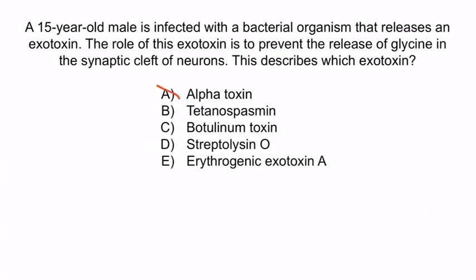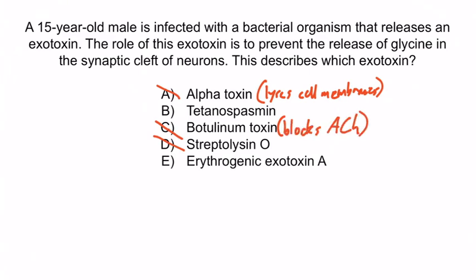Choice A is wrong because alpha toxin is produced by Clostridium perfringens, and this lyses cell membranes. And this causes things like necrotizing fasciitis or myonecrosis, which is listed in your table. And this mechanism is similar to streptolysin O, choice D. And choice C is incorrect because botulinum toxin prevents the release of acetylcholine from the synaptic cleft. And without this acetylcholine stimulation, the patients will experience paralysis, not tetany. And lastly, choice E is incorrect because erythrogenic exotoxin A is a superantigen that leads to toxic shock-like syndrome and scarlet fever.